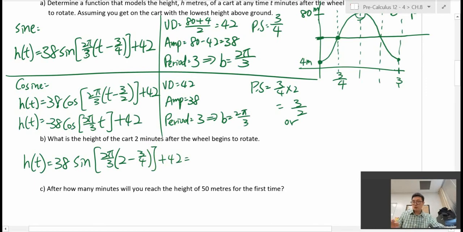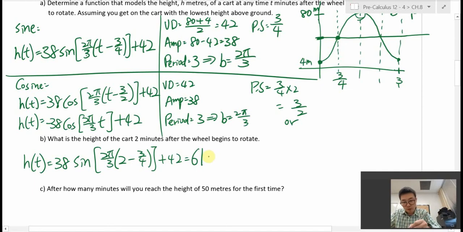Now I need to put this into the calculator. I don't have the answer here, so I would suggest you do it piece by piece. I'm going to go 2 minus 3/4 first. So 2 minus 0.75 is 1.25, and then times 2 pi, and then divided by 3. Remember, you have to be in radian mode. My calculator right now is in degree mode, so let me change that to radian mode first. Okay, and now we take sine of that, so sine, answer, and then times that by 38, and then plus 42. You get exactly 61.